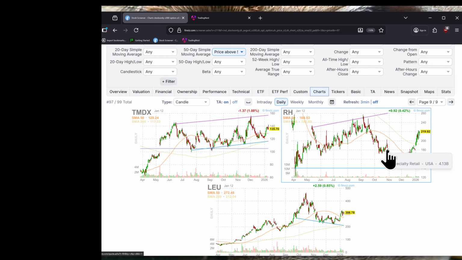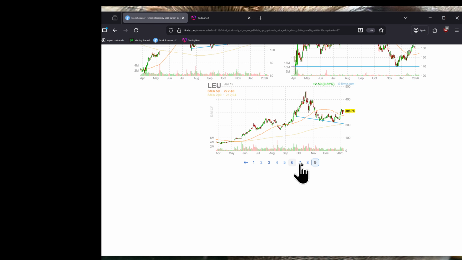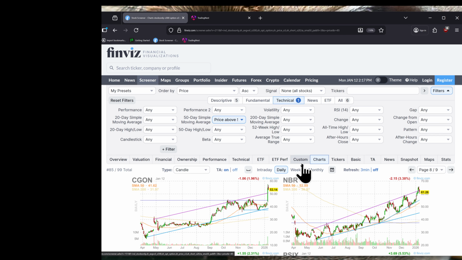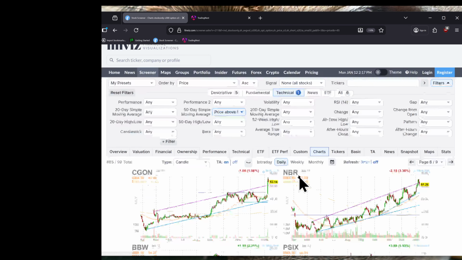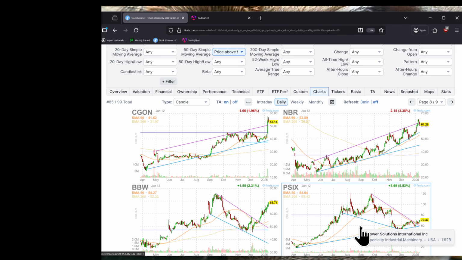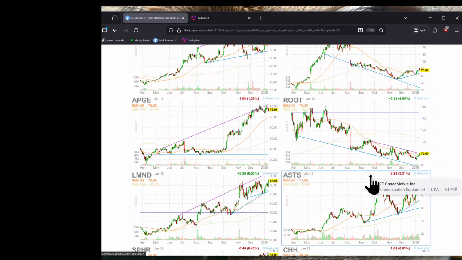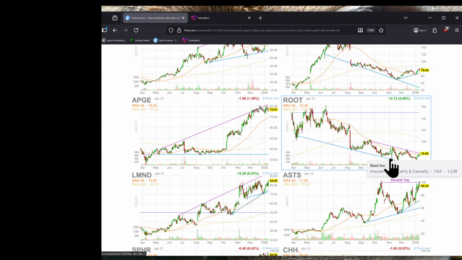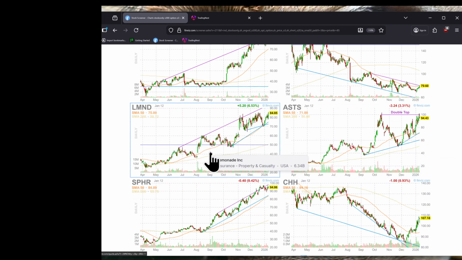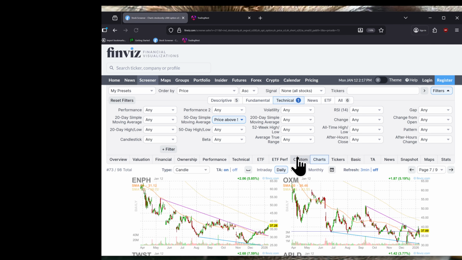The RH on the upper right just seems too extended to me. Not a tight enough pattern. No backstop. So how about here? Well, we already missed CGON. This is exactly what I'm telling you. Once they start going, they can go fast. That's all I mean. PSIX looks pretty good. It's already up 3 today. SEZL looks pretty good. So Root looks okay with a lot of resistance. And I'm telling you, you could just go through every single one quickly.